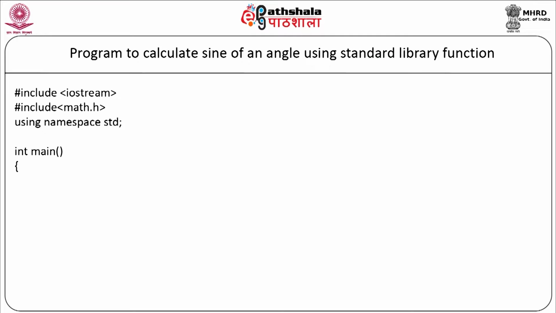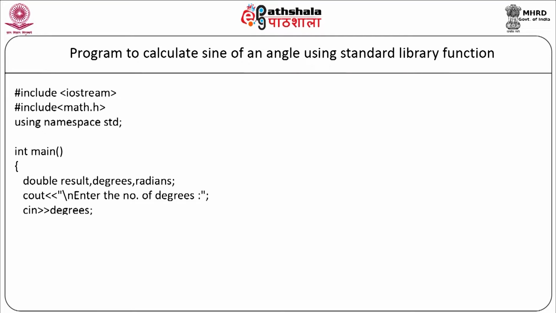Integer main. We will declare the variables first: double result, degree and radians. First we will take the input from the user as cout, enter the number of degrees, cin degrees. Now we will give the value to the variable radians as radians equal to degrees into bracket M_PI divided by 180. Result is equal to sin, which is the name of the built-in function, inside brackets radians.